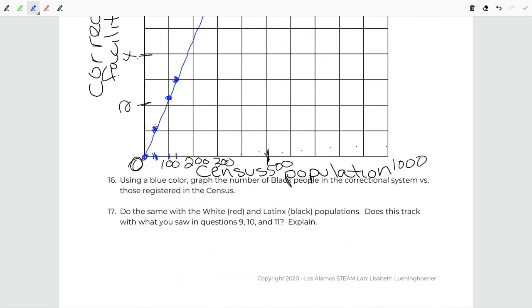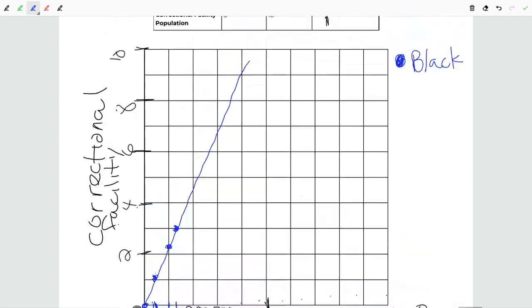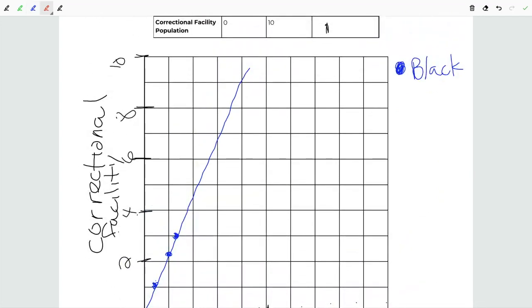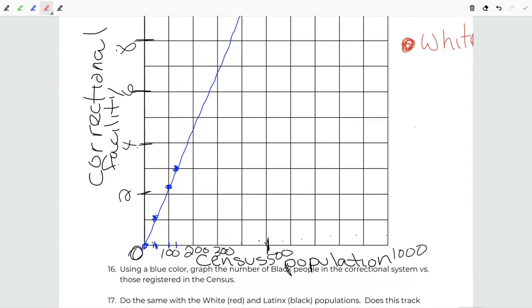Question 17 has us do the same thing with our white and Latinx populations. So we'll get our red marker over here. We'll label it as white. So for every, again, going back to our chart, for every 640 white people, 2.9 of them are in the correctional population. So 640 is about halfway, a little under halfway between 600 and 700. And 2.9 will just be a little bit under 3. There we go.